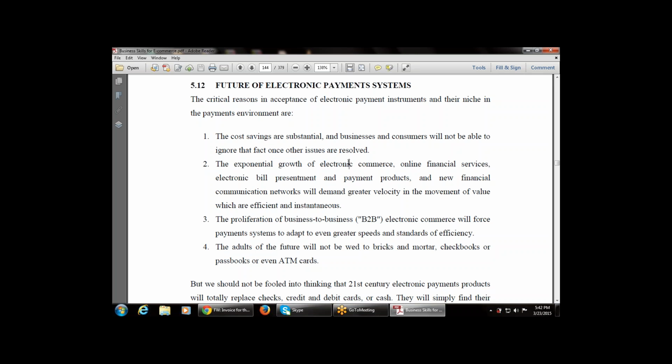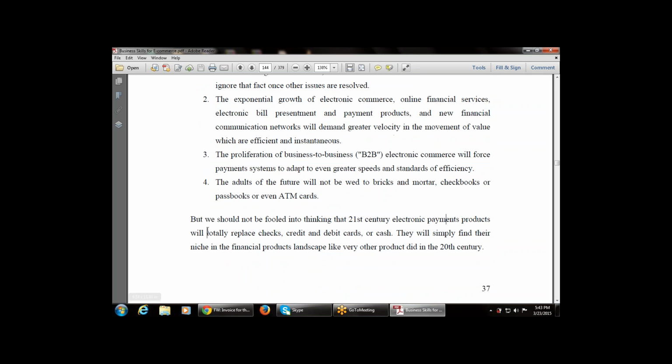The proliferation of B2B electronic commerce will also force the payment system to adapt to even greater speeds and standards of efficiency. The adult of the future will not be wed to bricks and mortar, checkbooks or passbooks, or even ATM cards. Everything is being done online, so everyone is using the online system for their security. But we should not be fooled into thinking that 21st century electronic payment products will totally replace checks, credit and debit cards or cash.